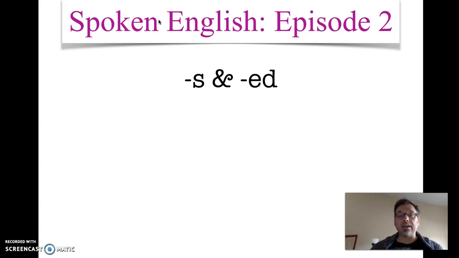Today we are looking at the S suffix and the ED suffix. Remember, a suffix is a group of letters that come at the end of a word. Okay, so let's look at some examples.